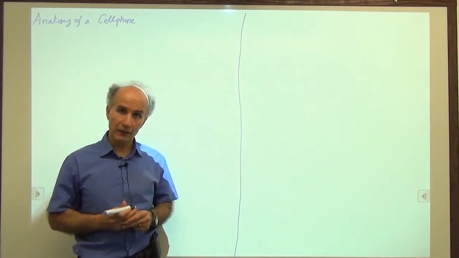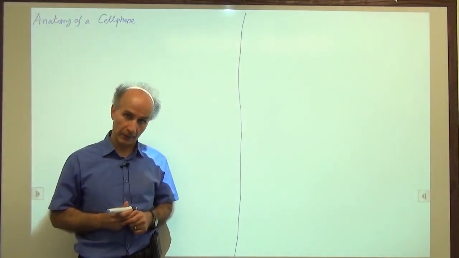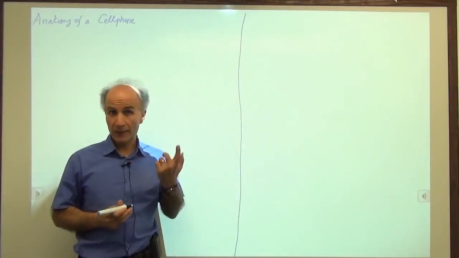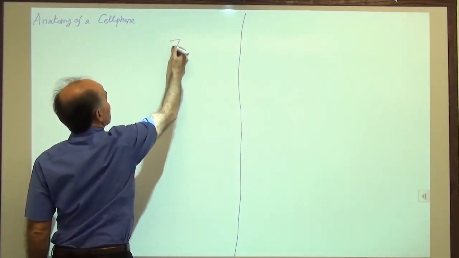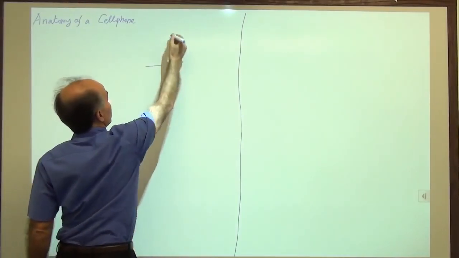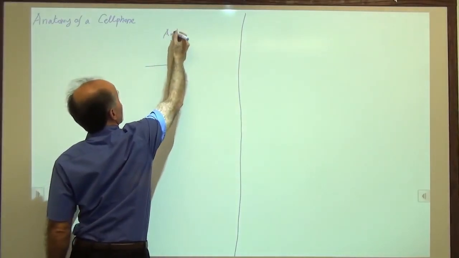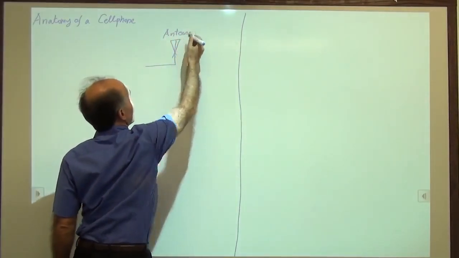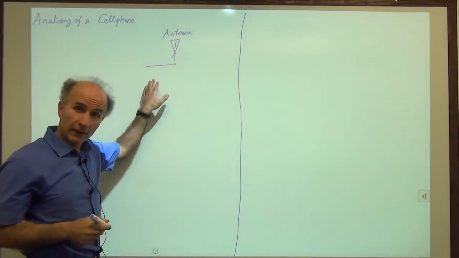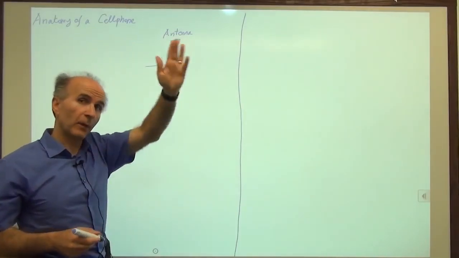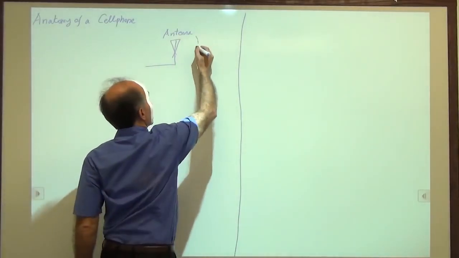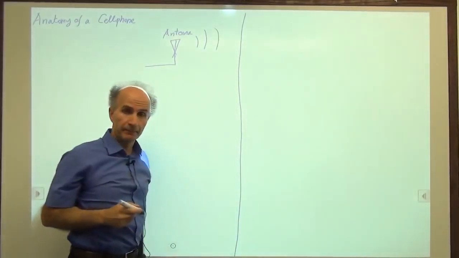Okay, so what do we need to build a wireless transmitter? Well, first we need an antenna. So let's pick an antenna here. That's the symbol for an antenna, which takes an electrical signal and converts it to an electromagnetic signal so that the waves can propagate through the air and get to the receiver.